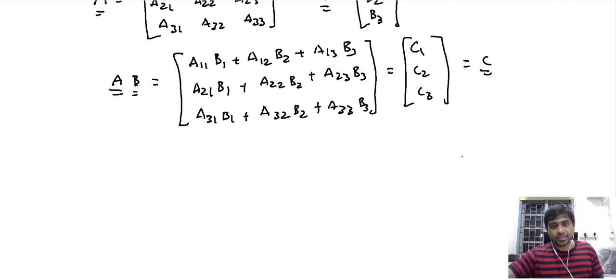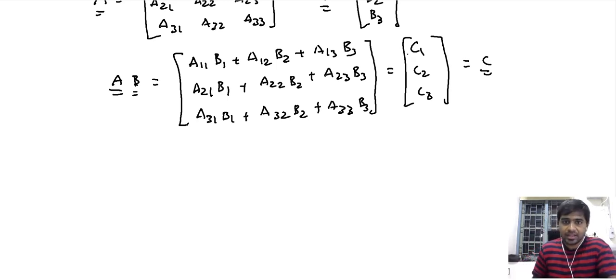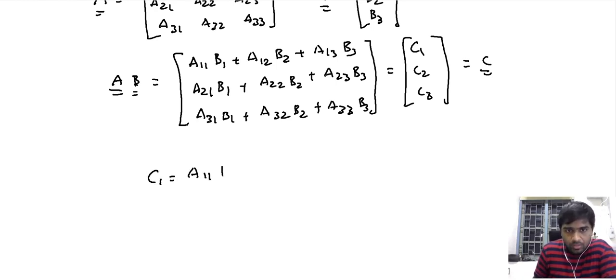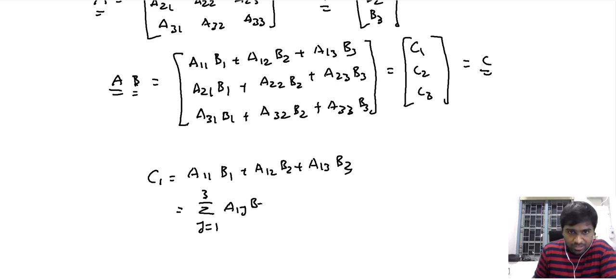Now let us try to represent the individual elements of the resulting column matrix in the way that we have done previously, using the summation and then Einstein's convention and finally the tensor notation. So if you consider C1, it is equal to A11 B1, A12 B2 and A13 B3, and this can be represented as summation of j moving from 1 to 3, A1j Bj, and this is what we have as C1.